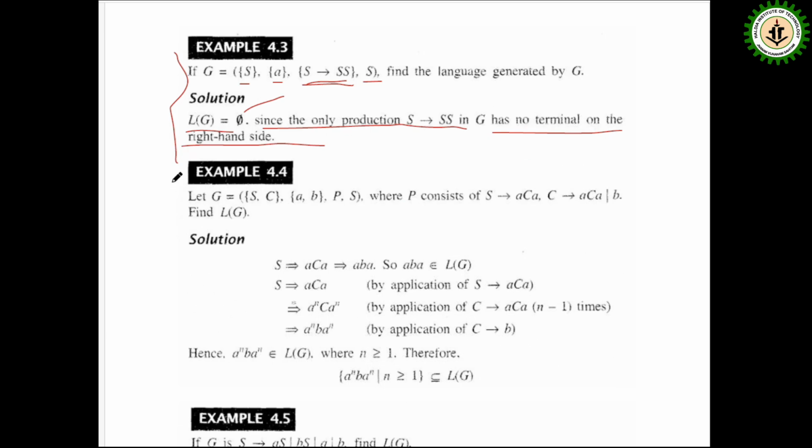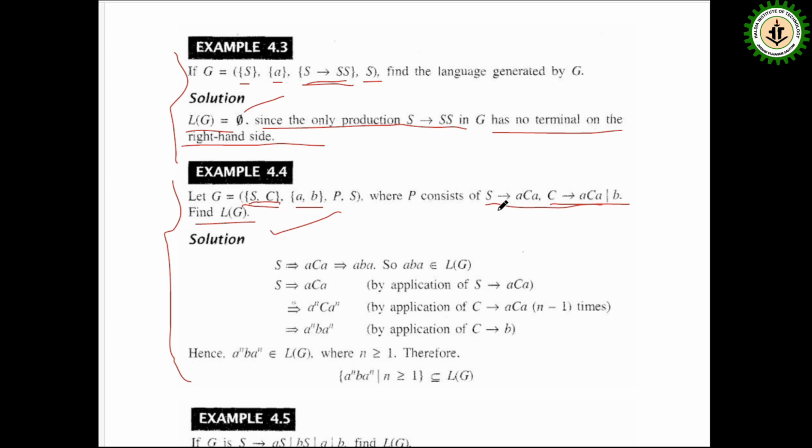We take another example in that case. Here, grammar G has two variables S and C. A and B are the two terminals, P and S, and P is defined by several productions. The first production is S to ACA. The second productions are C to ACA and C to B. So there are three productions. We have to find the language generated by this grammar.